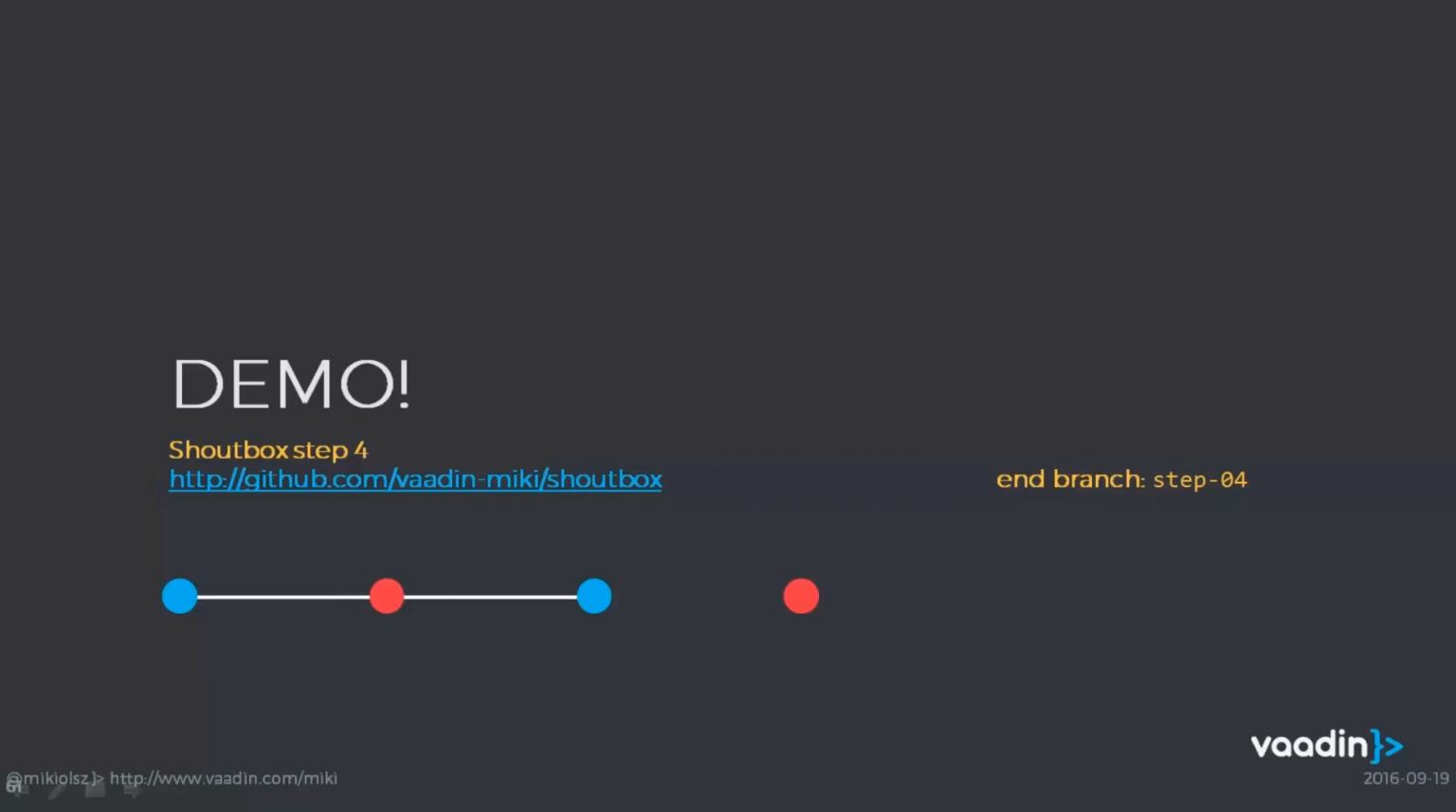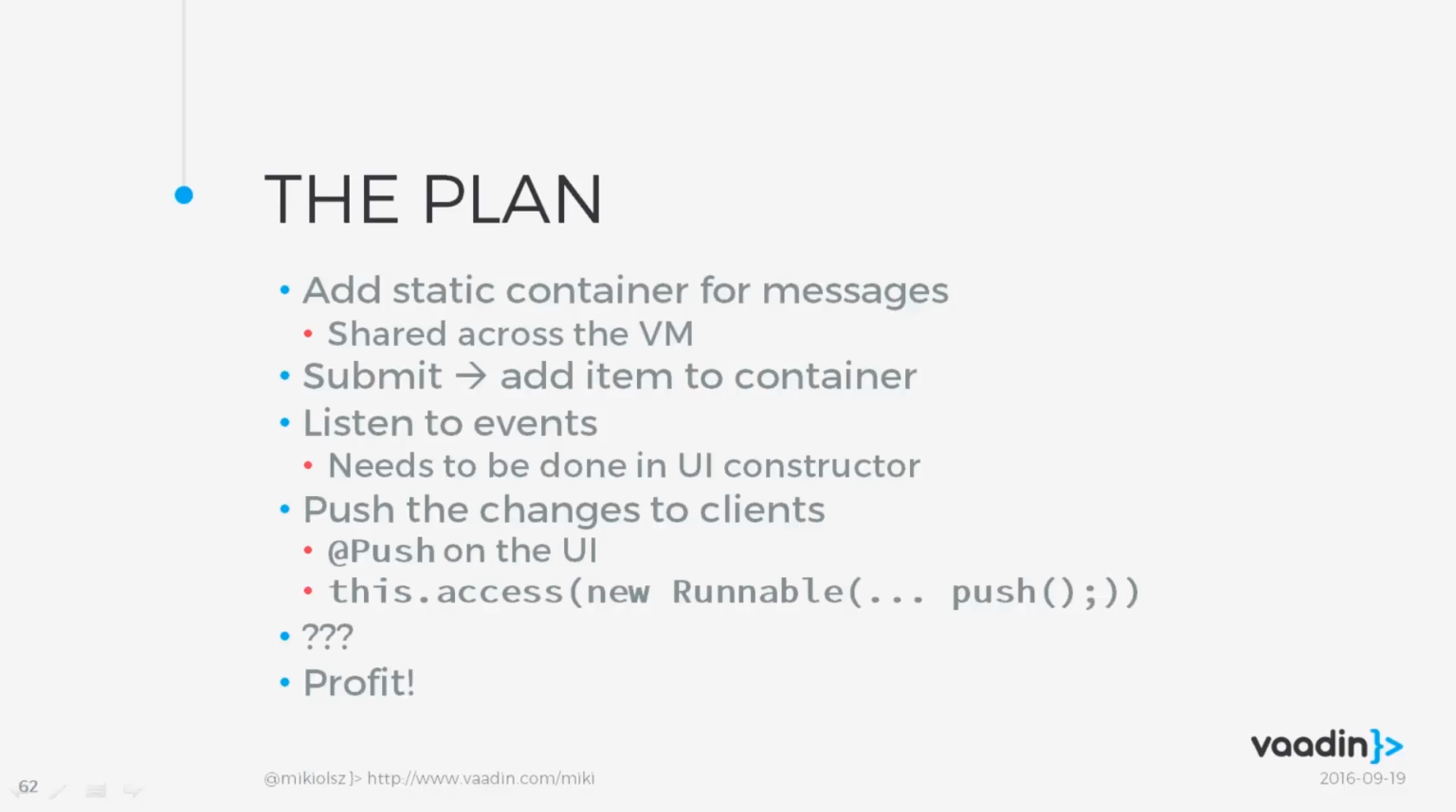Now there should be a demo, but as I'm running out of time, I just recommend you take a look at GitHub on the branch step 4. We're adding a container for messages, and I'm using a trick here. The container is an in-memory container, which is static, which makes it shared across the virtual machine. So all the instances of our application, or all the users, connect to the same data source. And what happens here is that we are using push. Whenever an event happens, we are modifying the UI, and then we are pushing it to the client.